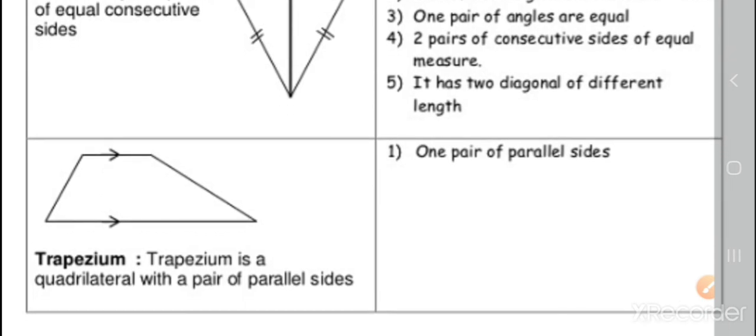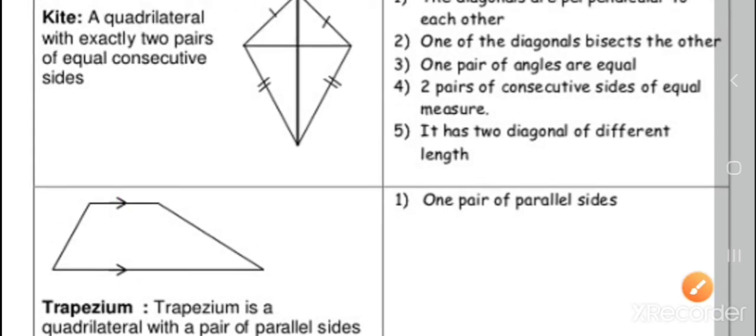Trapezium. A trapezium is a quadrilateral with a pair of parallel sides. One pair will be parallel. So here only one pair will be parallel. This is the condition for a trapezium.